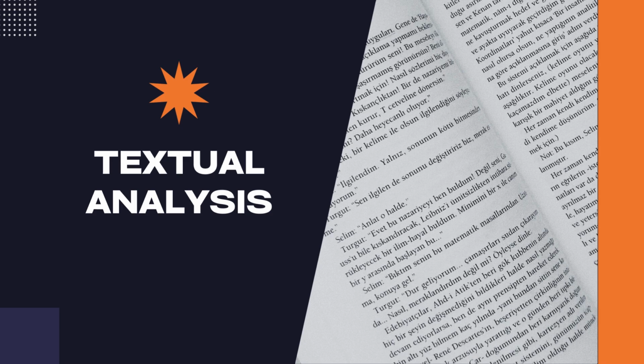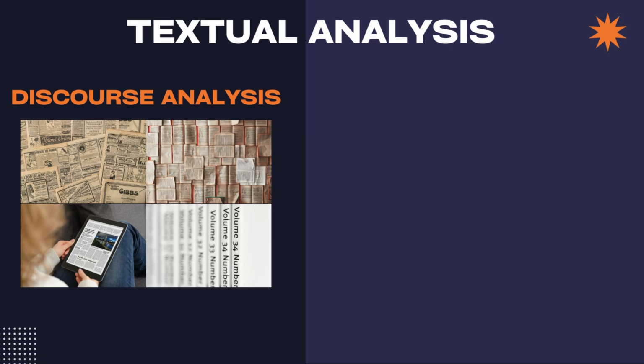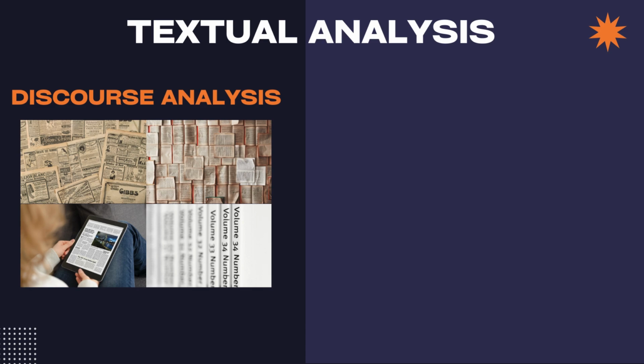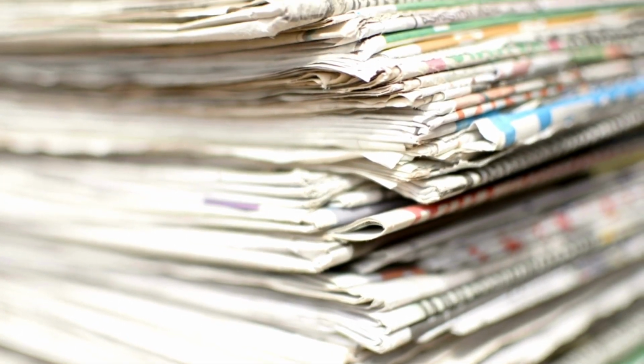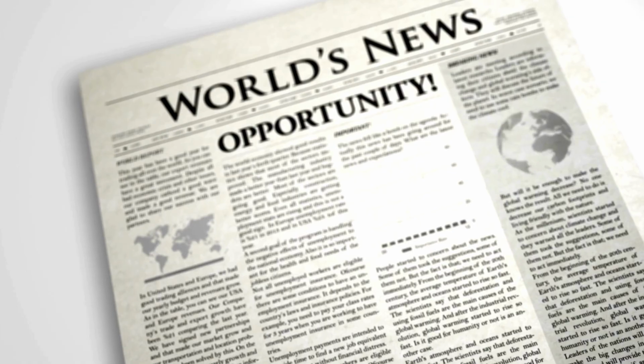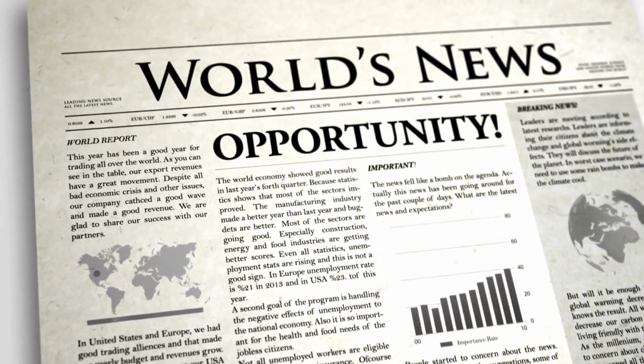The second type of analysis is textual analysis. There are 2 types of textual analysis: discourse analysis and close reading. Discourse analysis examines the way people use language in an attempt to identify patterns or trends from which meaning can be drawn. One example would be collecting and analyzing newspaper advertisements from the past 100 years to determine the most used marketing phrases by era.